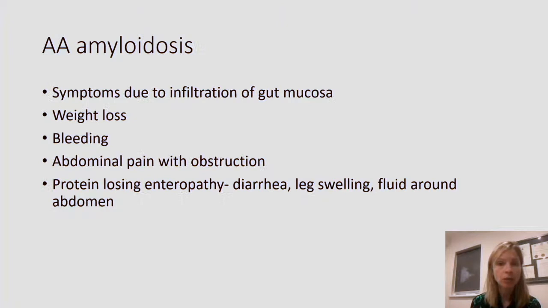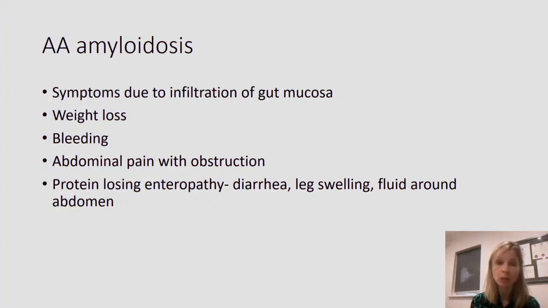Just touching briefly on AA amyloidosis, this is much less common and it tends to cause this infiltration directly onto the gut mucosa, which can have those subtle features I showed you on those endoscopic images. These patients will present with weight loss. They're more likely to present with bleeding and can also get abdominal pain from obstruction. These patients can also present with protein losing enteropathy, which still overall is quite an uncommon presentation.